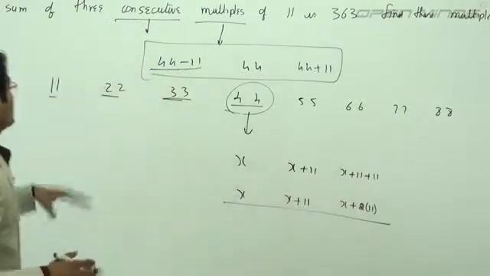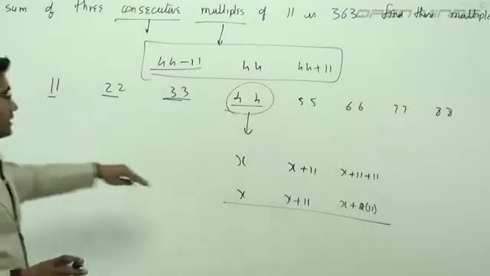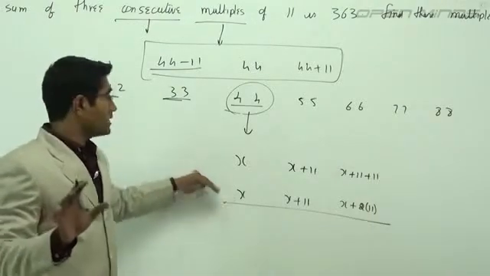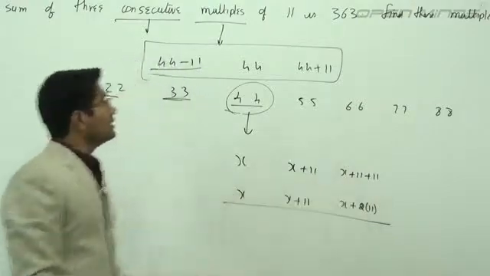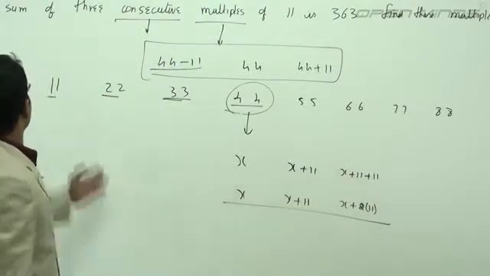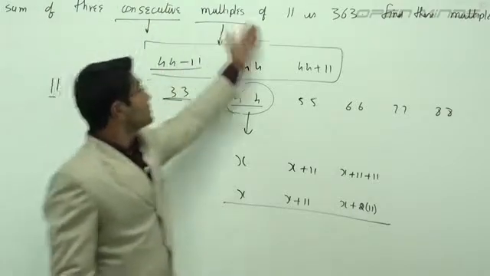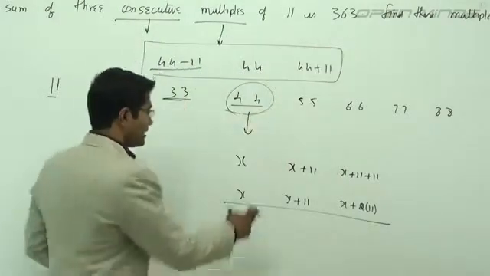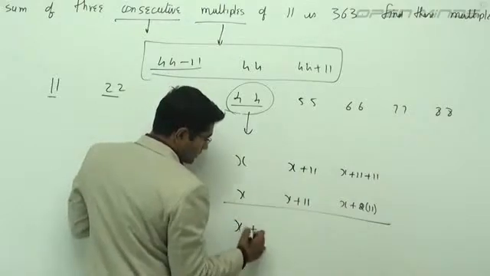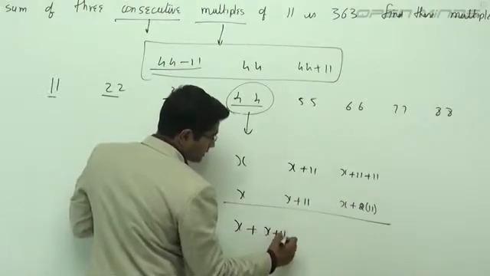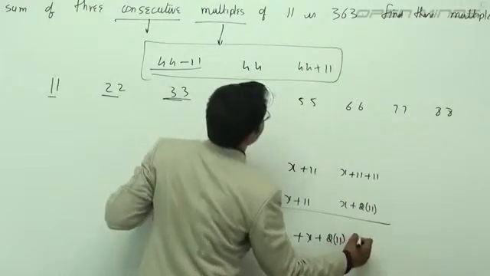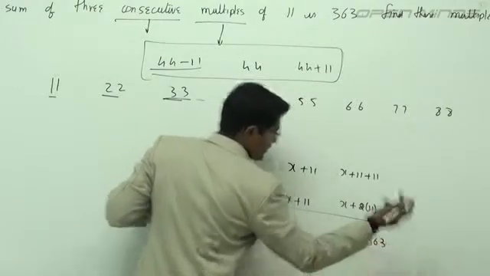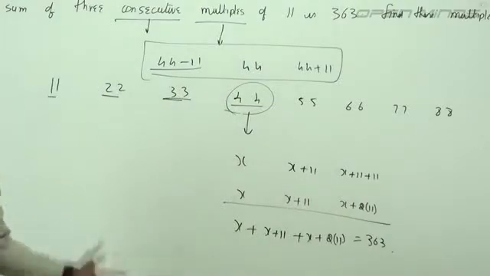That's the question. I chose three consecutive numbers which are multiples of 11. That says I need to take x, x plus 11, and x plus 2 times 11. He says that the sum of all three consecutive numbers is 363. If I add these three numbers, I get x plus x plus 11 plus x plus 2 times 11 is 363. That's what it says. Now find the numbers.